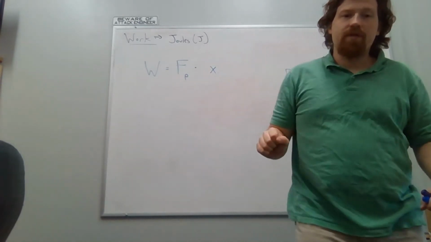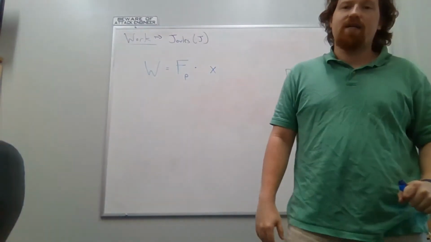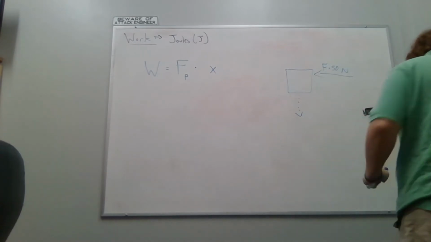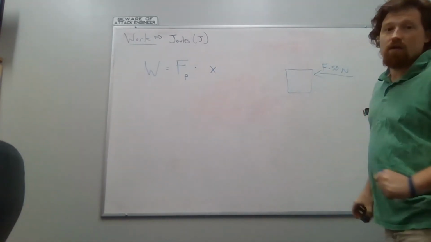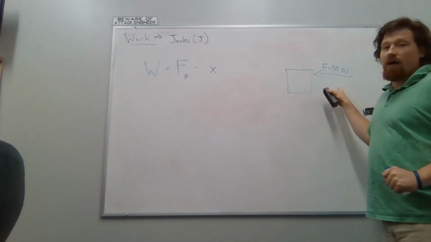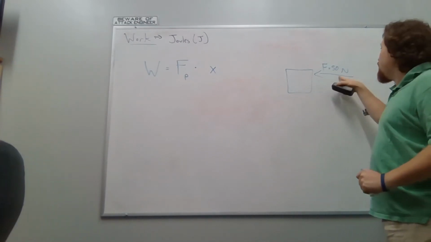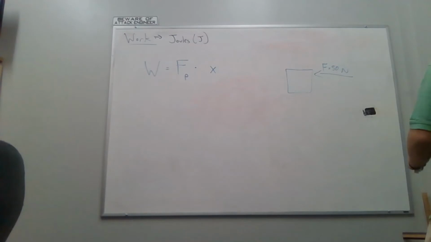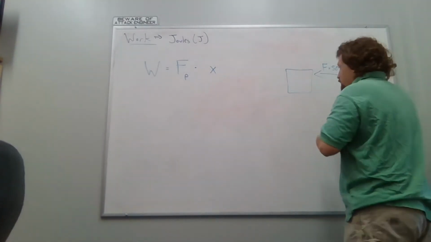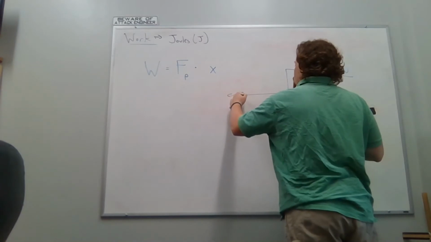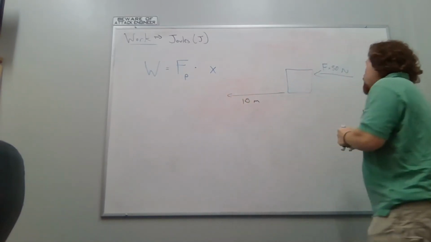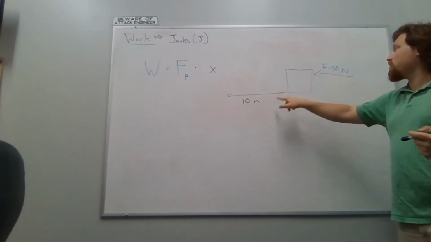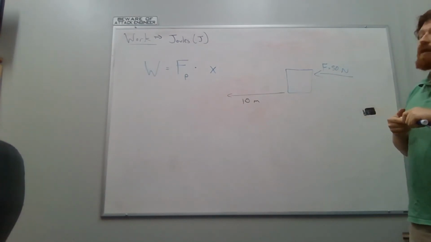So now we're going to move on to slide number 8, and we're going to utilize this a little bit. I'm going to modify this picture just a little bit. I am pushing a box across the floor. I exert a force of 50 newtons on the box, and it slides 10 meters in the same direction. So this is the force I apply. This is the distance the box slides. These two directions are parallel to one another. They are in the same axis.